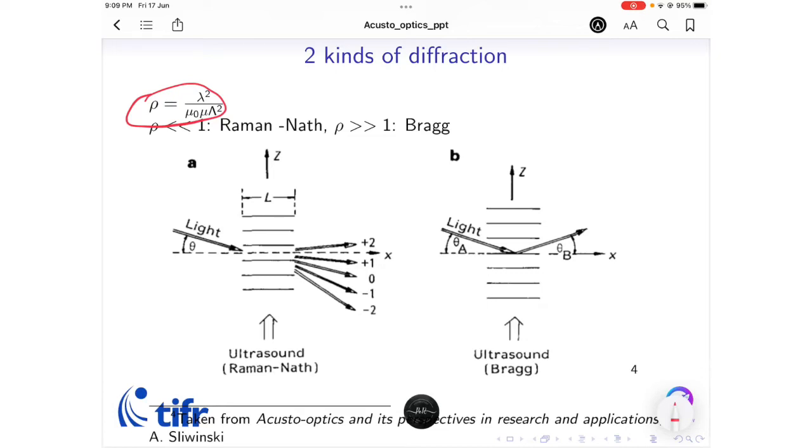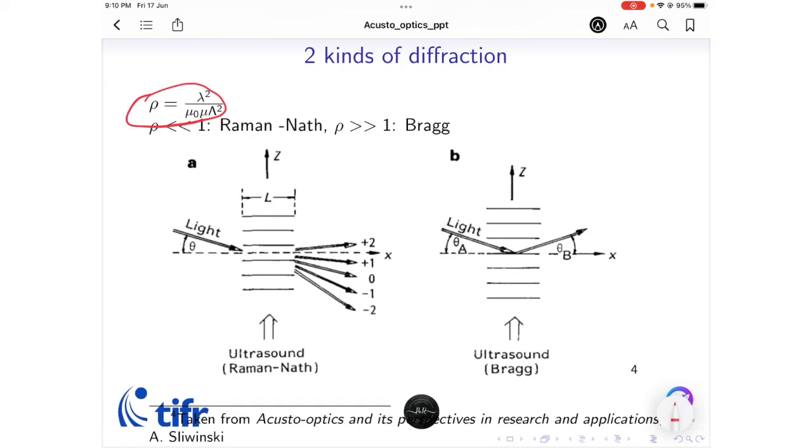This mu is the amplitude of refractive index, and mu 0 is the permittivity, and this lambda square is the permeability. This lambda is the wavelength of the optical wave, that means electromagnetic wave or light, and capital lambda is the wavelength of the acoustic wave, and we will get a parameter here, rho.